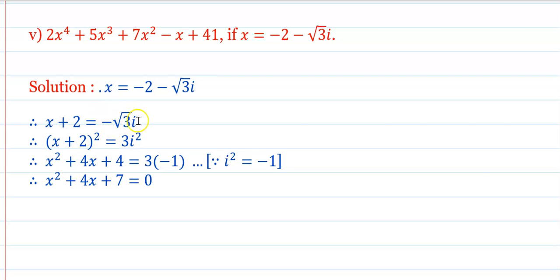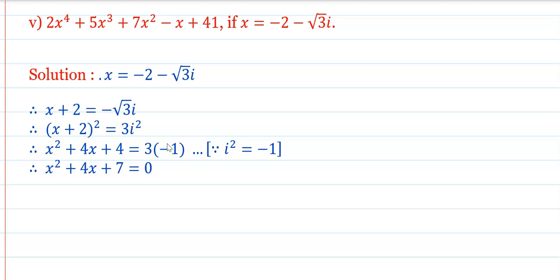You will get 3i square, and i square is minus 1. Therefore, you will get x square plus 4x plus 4. 3 into minus 1, you will get minus 3. Again, minus 3 on this side will become plus, that is x square plus 4x plus 7, and that is equal to 0.